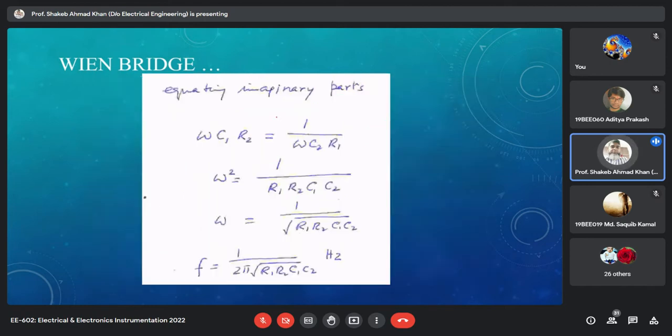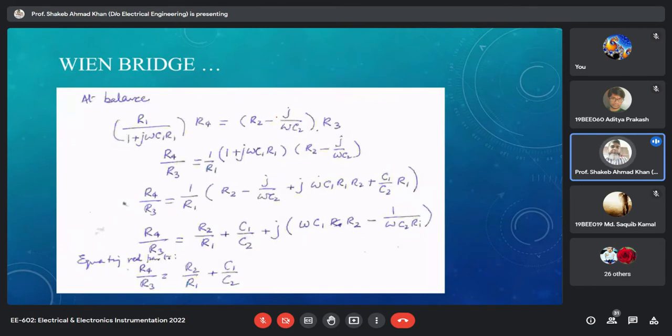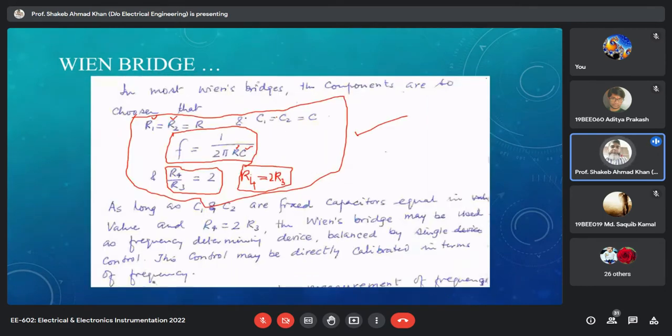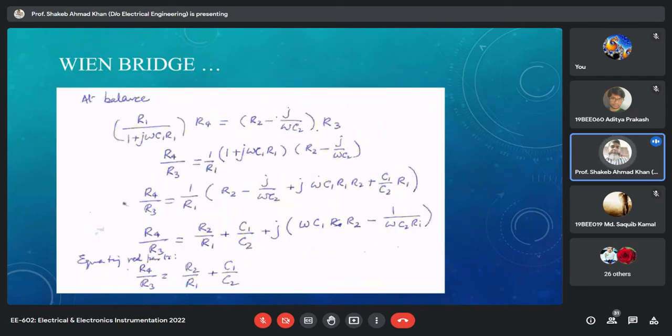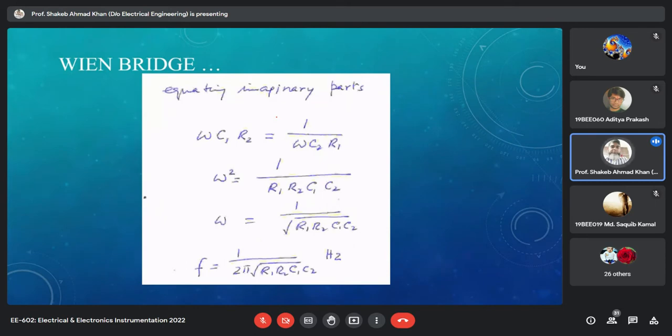Otherwise, if you are not doing this, it is as good as any other four-arm bridge, and you have to satisfy these two equations simultaneously if you are not taking R1 equal to R2 and C1 equal to C2. In any case, whatever the arrangement, you choose your formula accordingly and balance the bridge. Only then will this formula be valid, and you note down the values and find out the frequency value. This is how Wien's bridge is used for measuring frequency. If anybody has any question regarding Wien's bridge, you can ask, please.